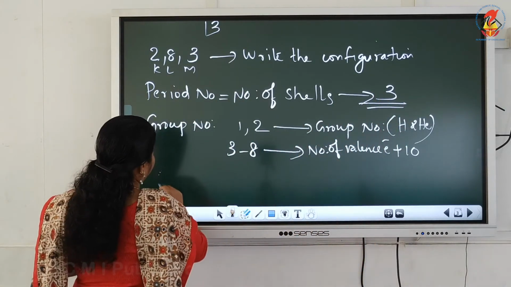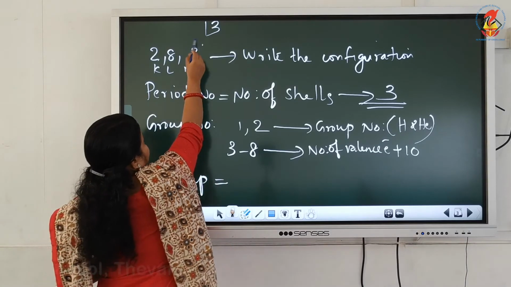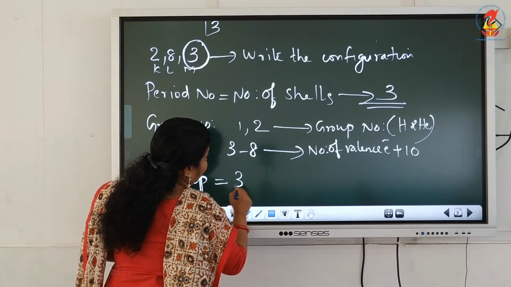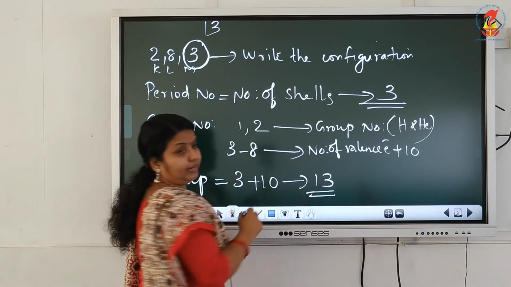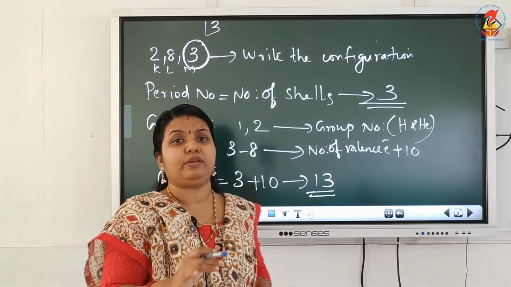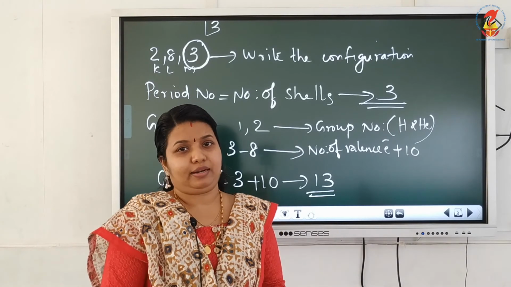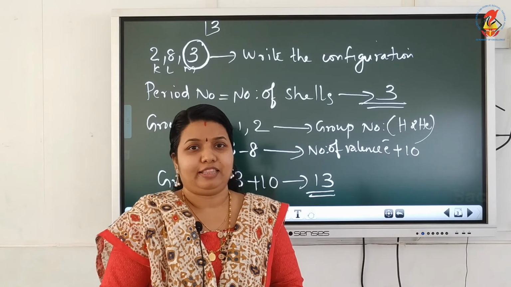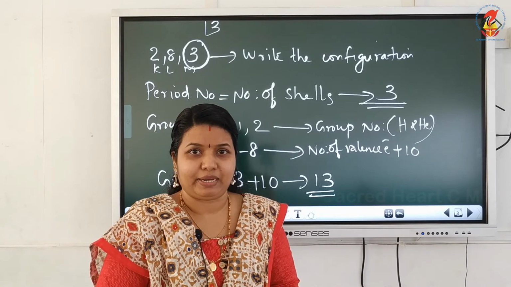Now we have to find out the group number of this element. How many electrons are there in the valence shell? It is 3. So, what you have to do? Add plus 10. So, group number is 13. For 3 to 8 you have to add plus 10. Now, here it becomes 13, 3 plus 10 making it 13. I hope it is clear to you how to find out the period number and group number.